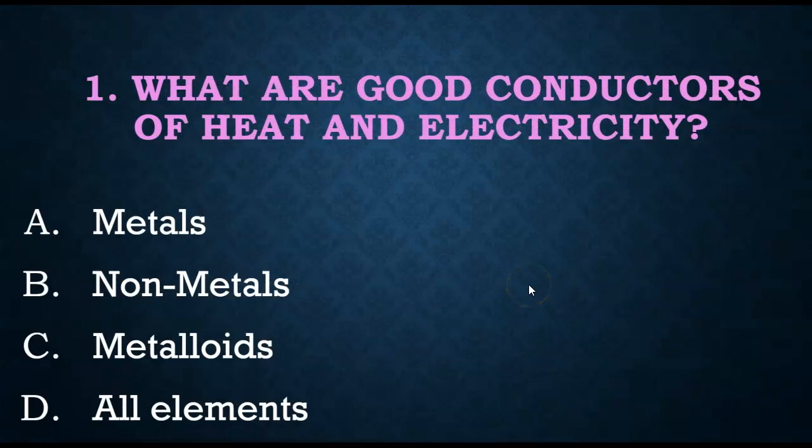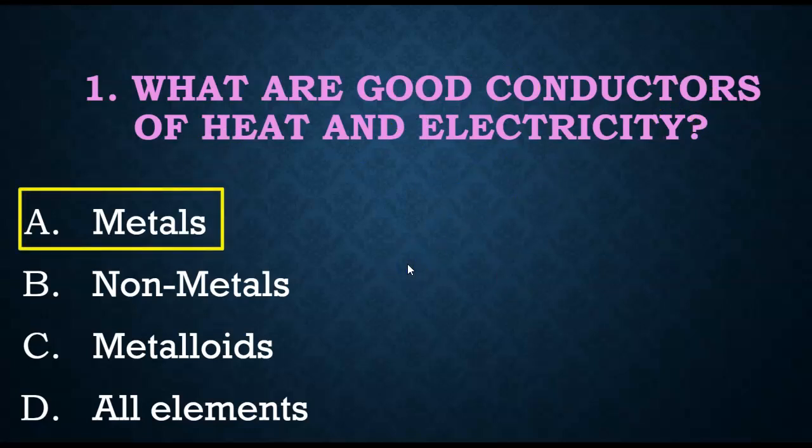What are good conductors of heat and electricity? Are they metals, nonmetals, metalloids, or all elements? Good conductors of heat and electricity, they are metals. Think of like the pots and pans that you cook with. You want them to conduct heat to cook. Electricity, you'll see copper wires. They're used to conduct the electricity for like phone wires, electrical wires, all that stuff.